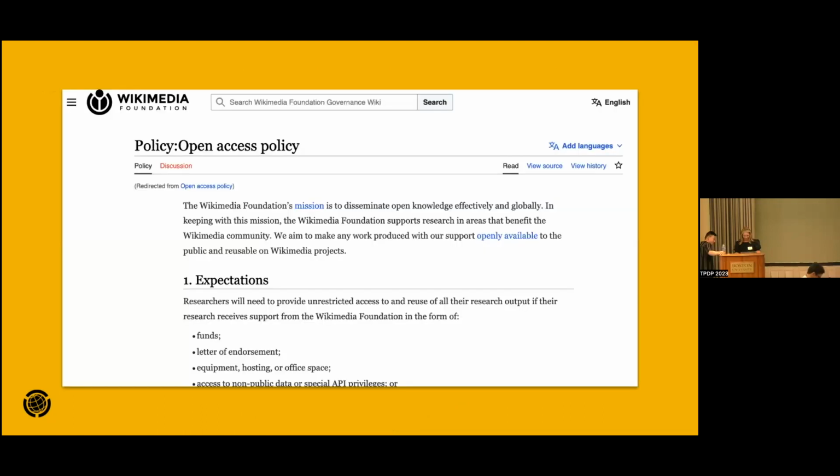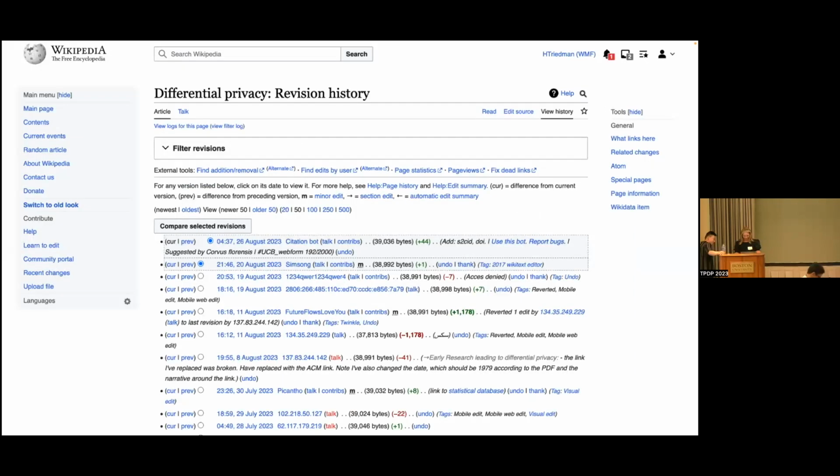And one of the key policies that governs how we use this data is our open access policy. And this is just a screenshot of the Wikipedia page where this policy is written. Basically, what this says is we want to make as much data as possible open to researchers, to community members, so that they can understand what's happening on the internet, make decisions about what's happening on the wikis, etc. Now, this takes a couple different forms. For example, the revision history of every single Wikipedia page is public, as you may know.